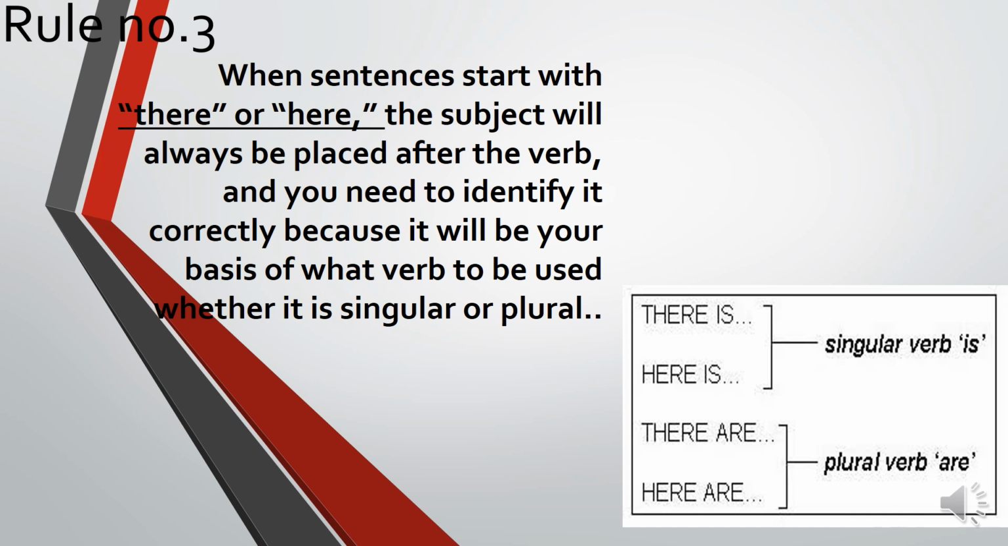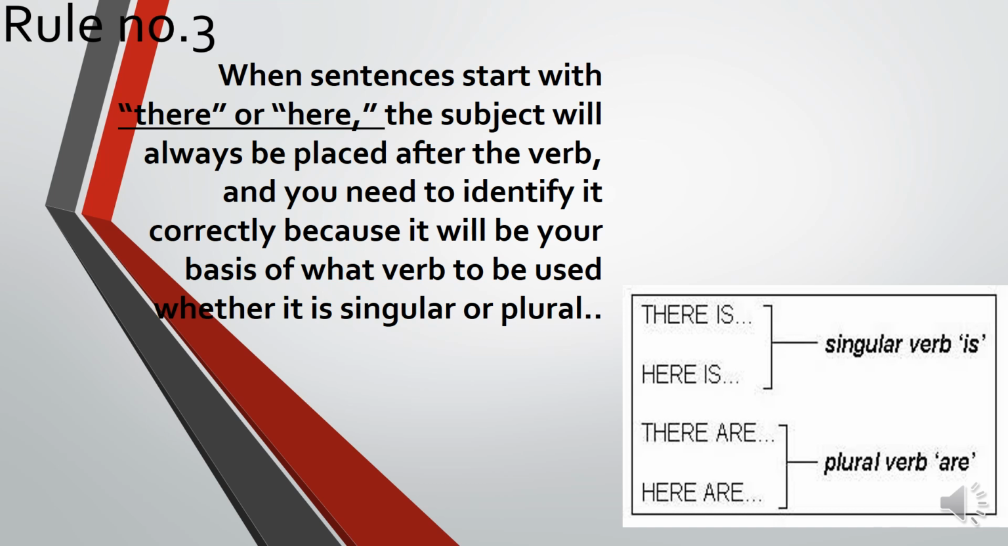All right, so in my previous video, I have tackled rule number 1 and rule number 2. So let me proceed to rule number 3, which is when sentences start with there or here, the subject will always be placed after the verb. And you need to identify it correctly because it will be your basis of what verb to be used, whether it is singular or plural. So take a look at the example.